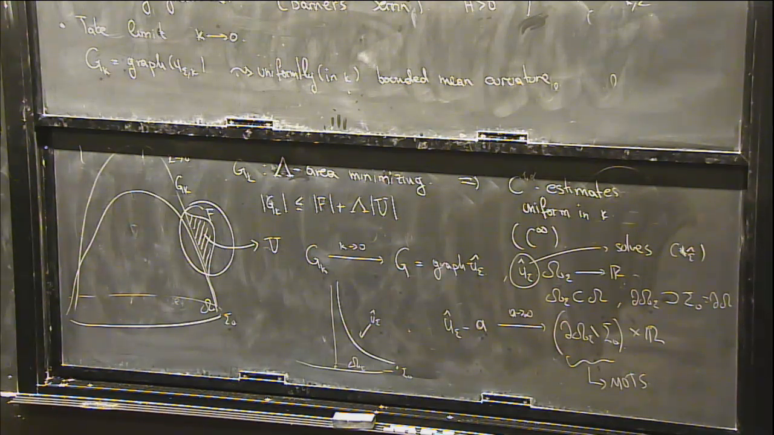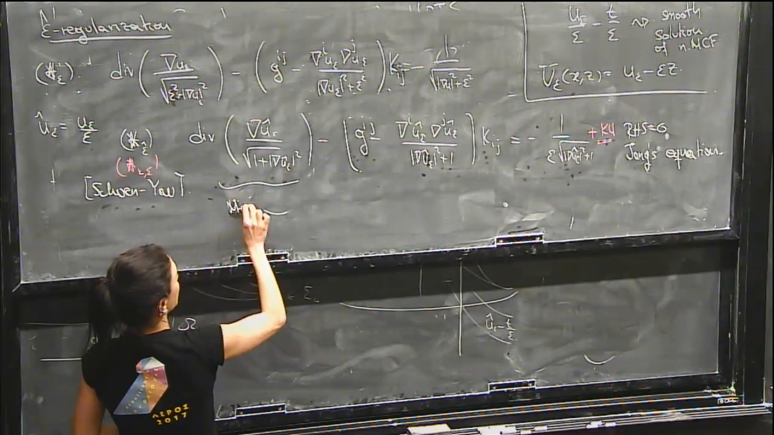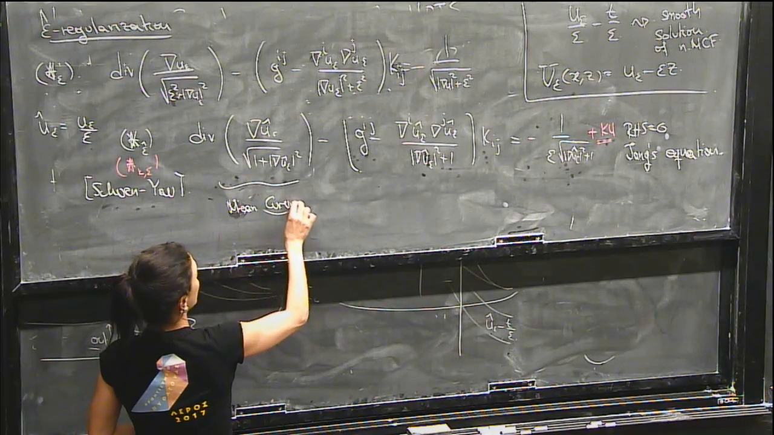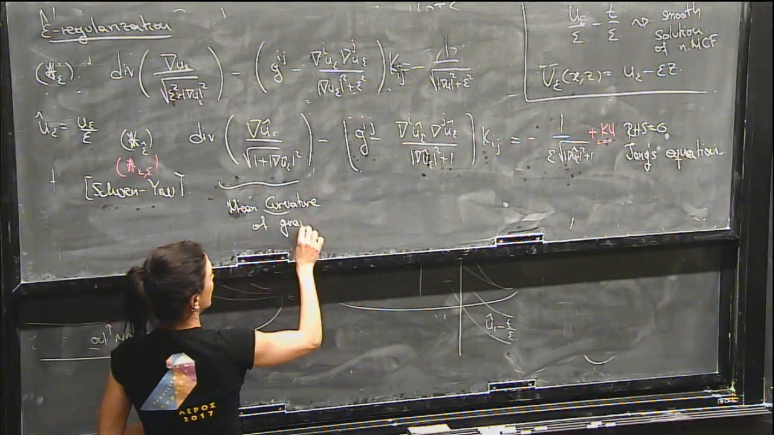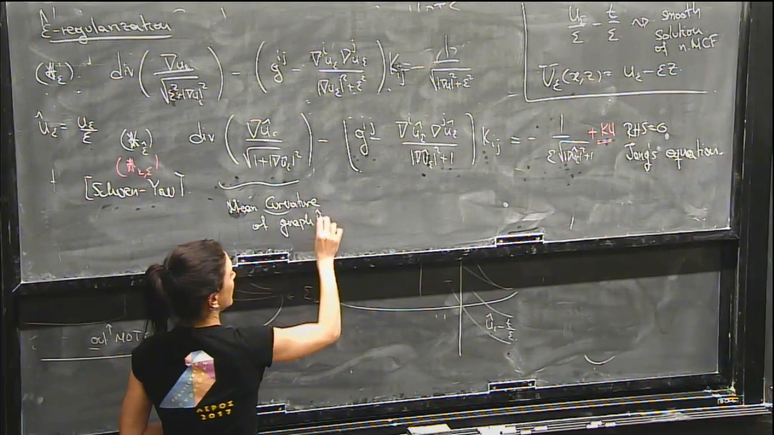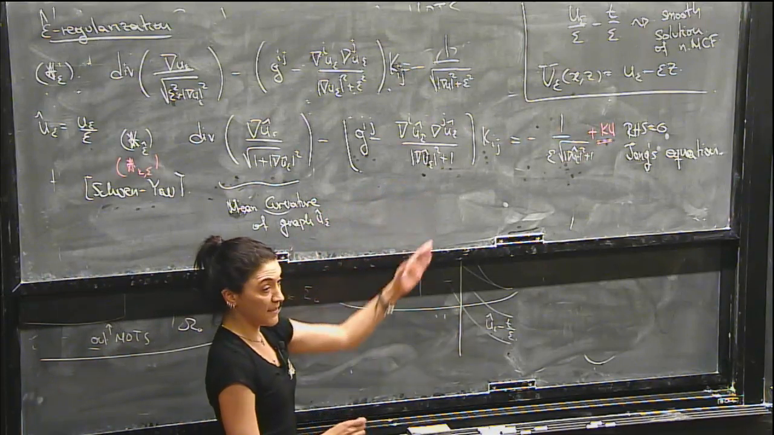Just so that it's not confusing, maybe you think this goes to infinity, this goes to infinity, everything goes to infinity. But this is actually the mean curvature of the graph. So you just see it as the mean curvature of the graph. This guy here is the p term.